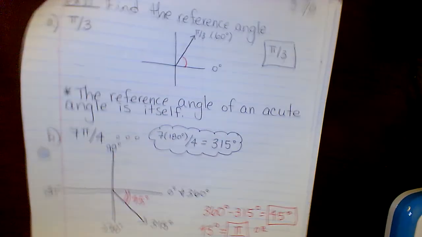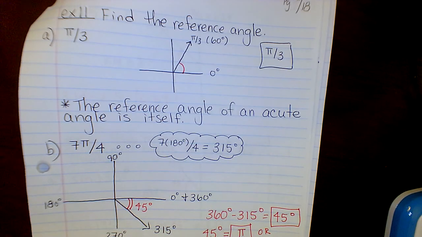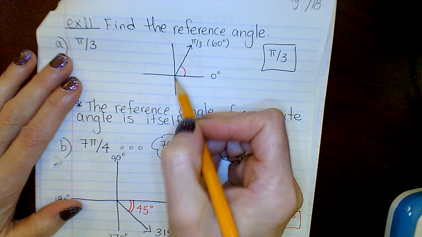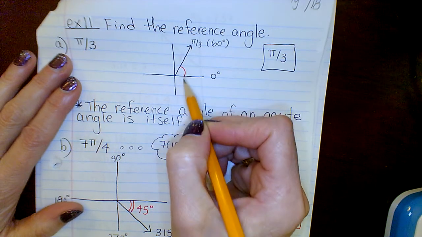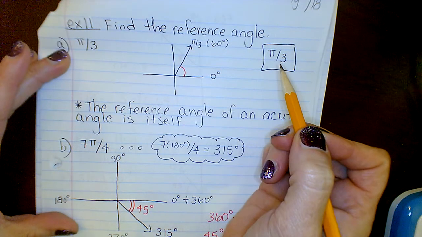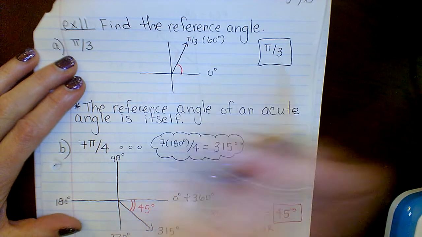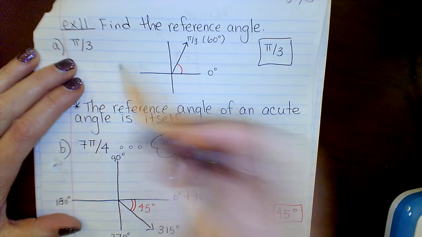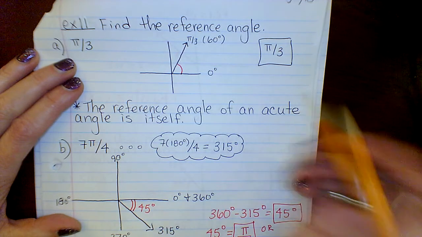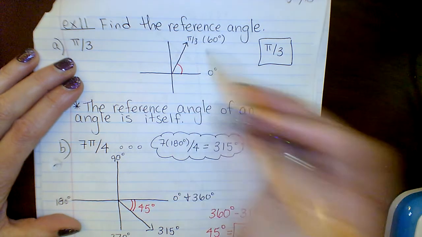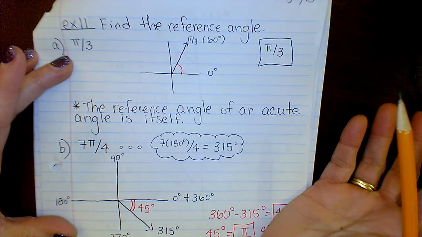Let's do some of these with radians now. Pi over 3. Now that's the same as 60 degrees. That reference angle, well, this terminal side, the closest x-axis is this positive x-axis. The reference angle is itself. That's because if this angle is already acute, remember, acute being between 0 and 90, if you're already in quadrant 1, the reference angle is itself.